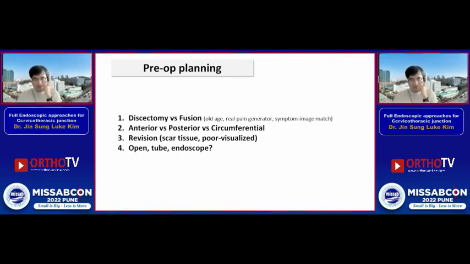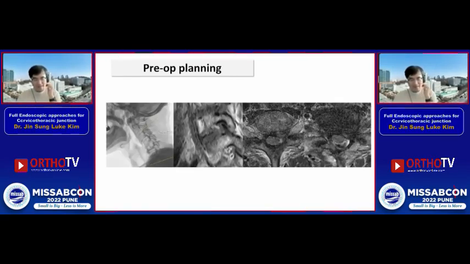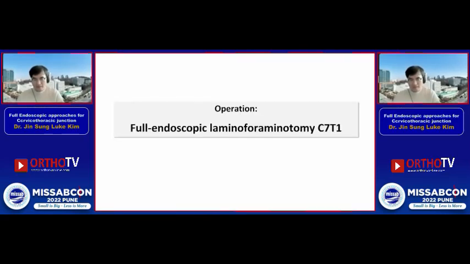Ideally, I'm pretty sure that some of you are members of CSRS, so I think their decision would mostly be big surgery, anterior reconstruction and posterior screw fixation to make the ideal lordosis, right? But let's see the patient's real unmet need: just the acute onset arm pain along the single C8 dermatome. So my operation is full endoscopic laminar foraminotomy in the CT junction.